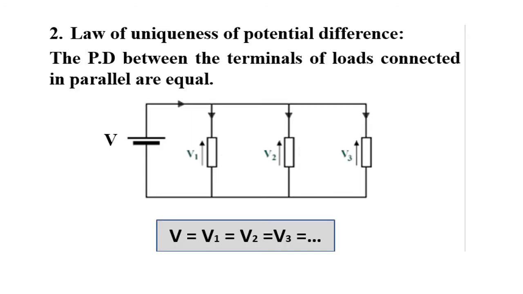2. Law of uniqueness of potential difference. The potential difference between the terminals of loads connected in parallel are equal. So the potential difference in parallel connection has the same value in all branches. Look at the figure. These are three loads connected in parallel with the battery. The voltage across the battery equals V1 equals V2 equals V3.